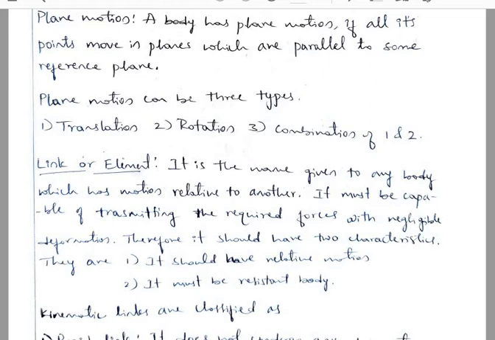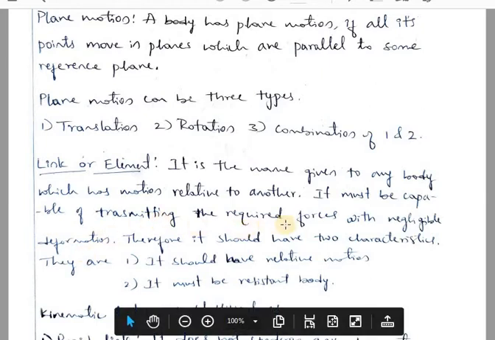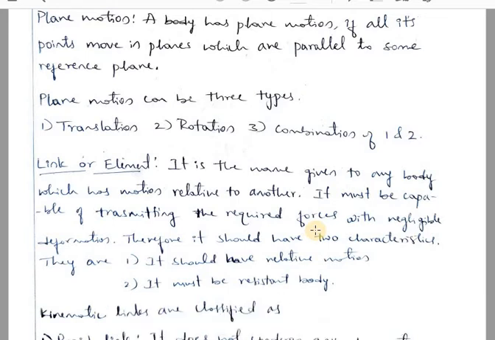So it has to have some relative motion with some other part. Okay, then only we can say it as a link or element. This must be capable of transmitting the required forces with negligible deformation. So when we talk about link or element, it has to transmit some kind of force with very negligible deformation within it.